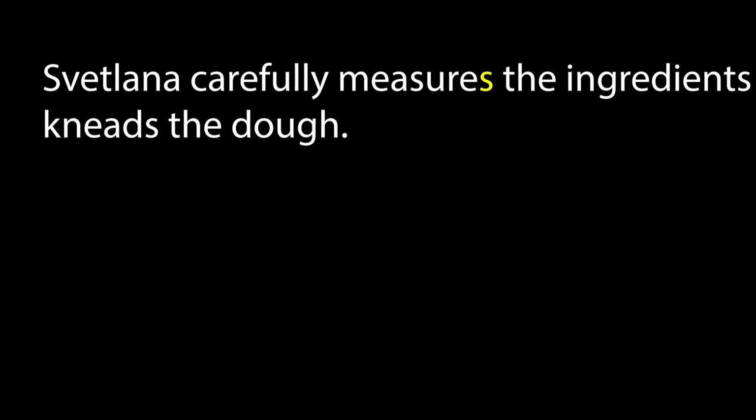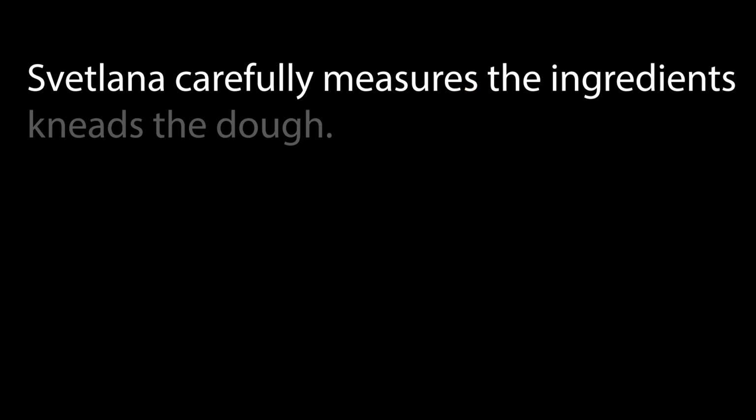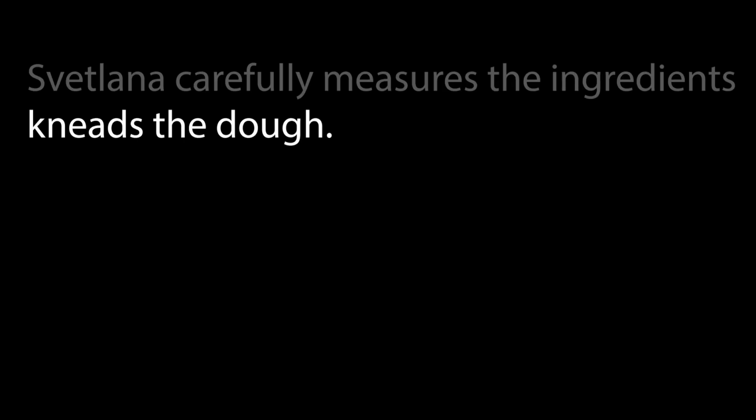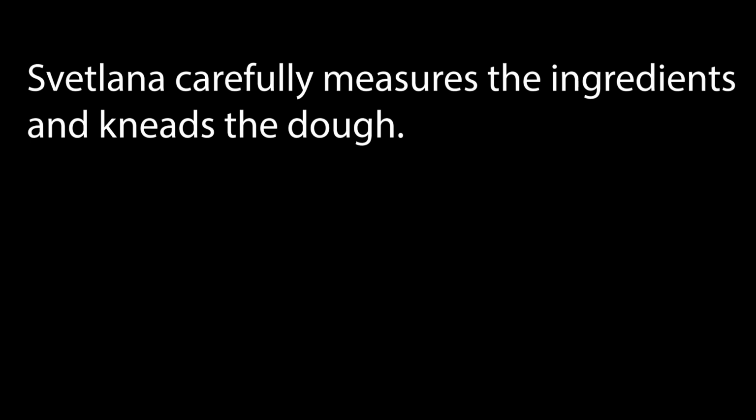A conjunction is missing because there needs to be a connection between Svetlana carefully measures the ingredients and kneads the dough. The simplest conjunction we can use here is and. So we can rewrite the sentence like this. Svetlana carefully measures the ingredients and kneads the dough. Are you good so far?